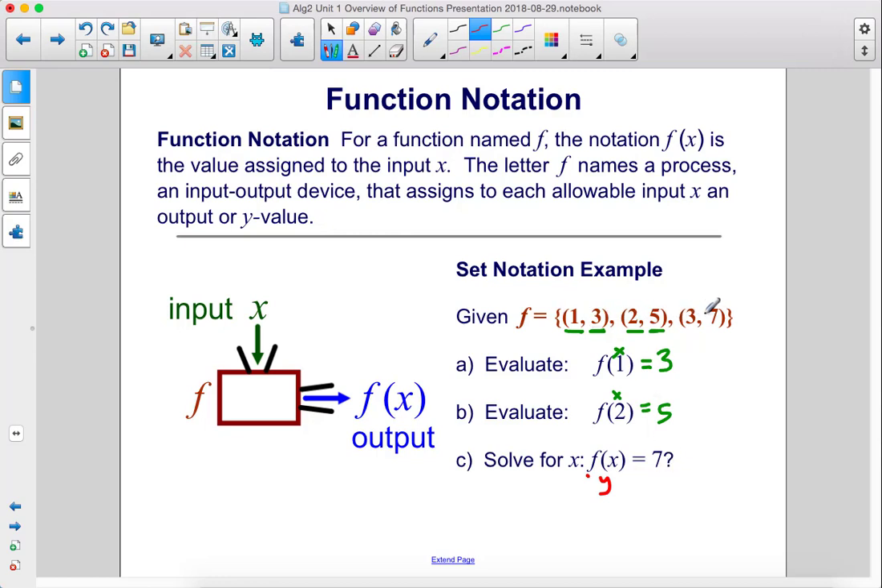So we go through and we see that the y value equals 7 when x equals 3. Therefore, x equals 3. Here are the answers written nicely.